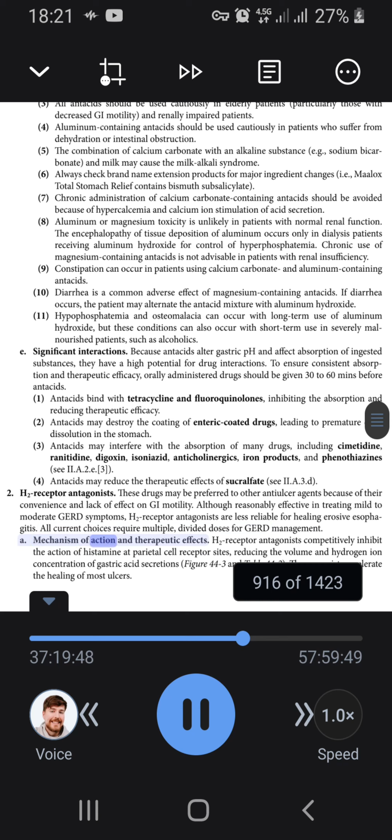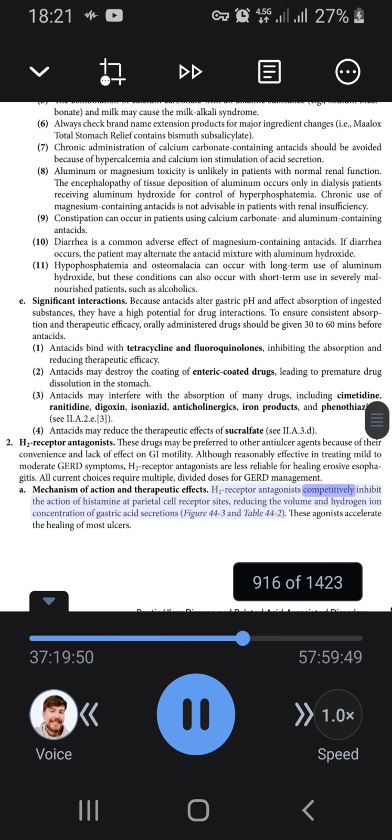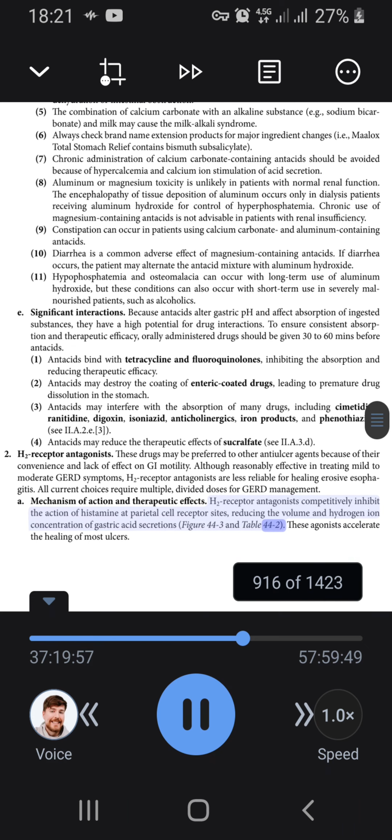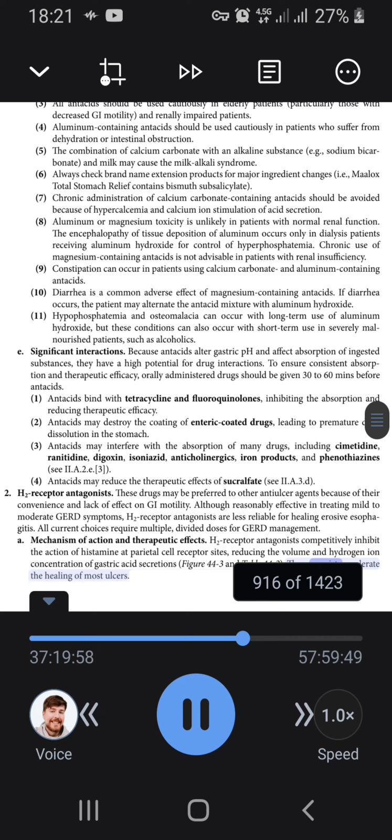Mechanism of action and therapeutic effects. H2 receptor antagonists competitively inhibit the action of histamine at parietal cell receptor sites, reducing the volume and hydrogen ion concentration of gastric acid secretions. See Figure 44-3 and Table 44-2. These antagonists accelerate the healing of most ulcers.